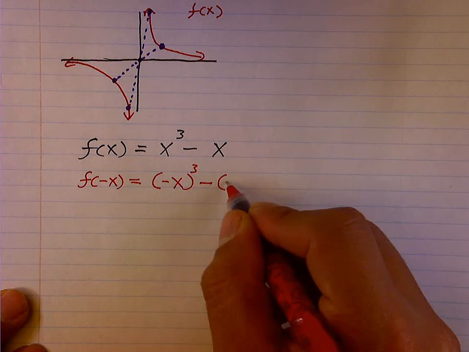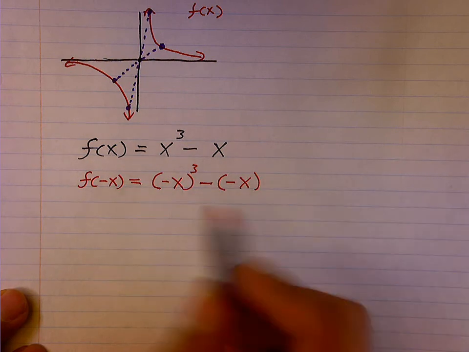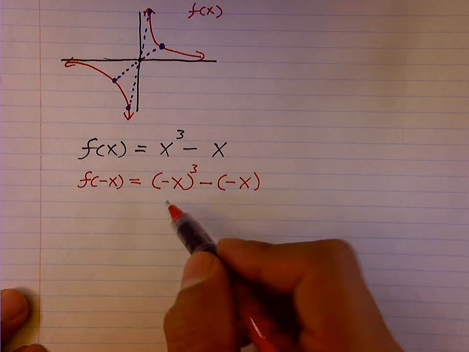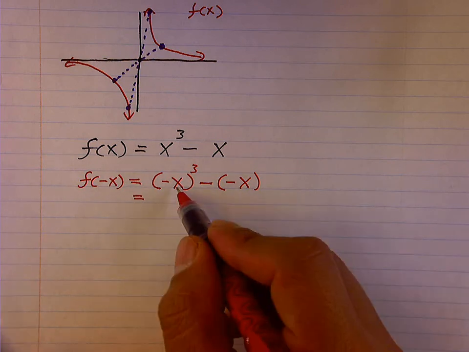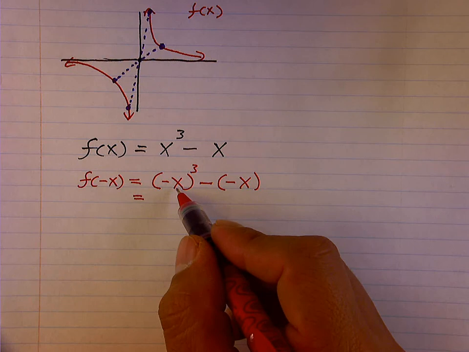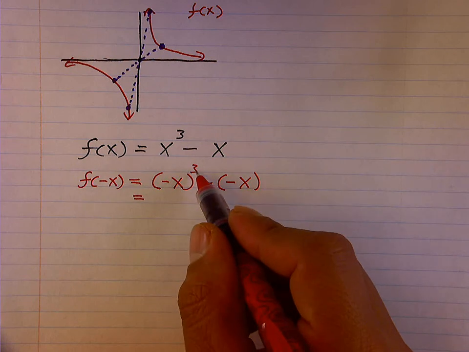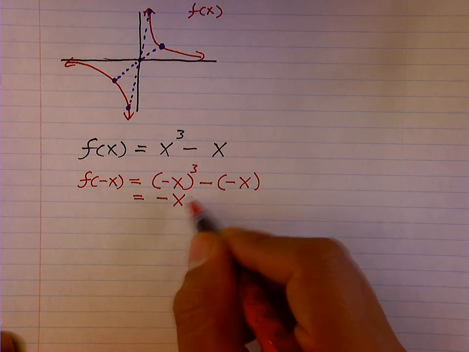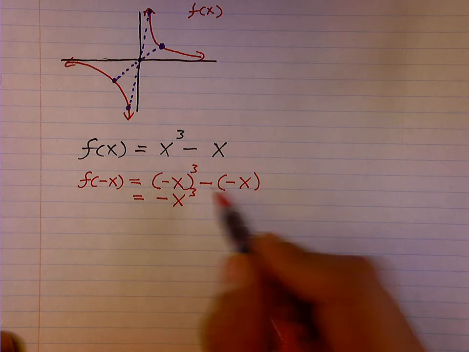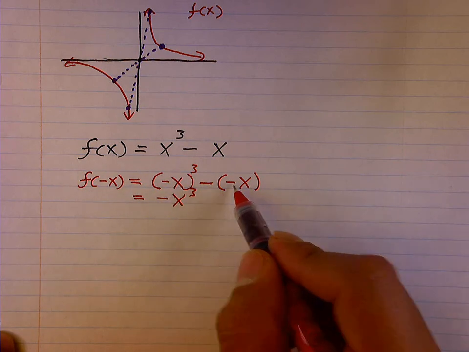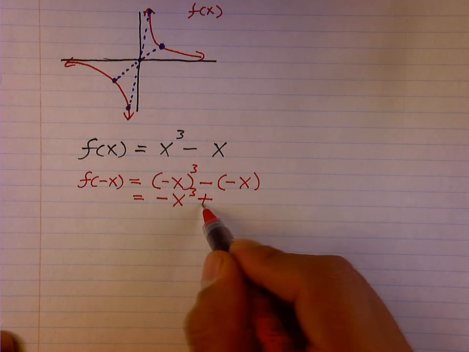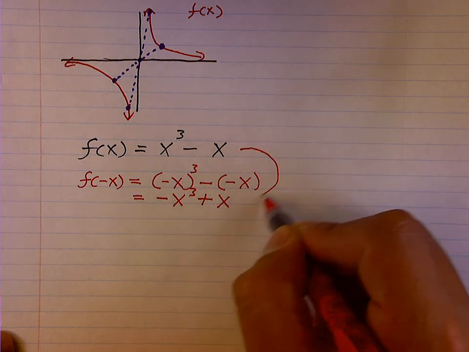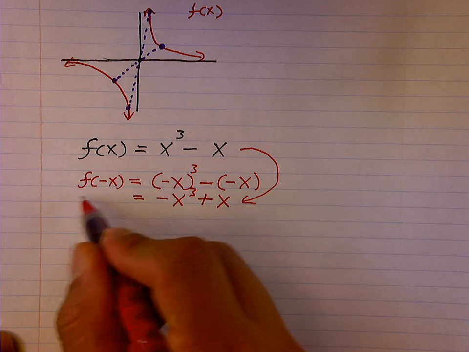So I plug in the negative x everywhere I see an x. Notice I'm using parentheses and the negative x is going inside. Now I'm going to simplify this. Negative x times negative x is positive x squared, times negative x is negative x cubed. And now I'm subtracting a negative x, which is the same as adding x.